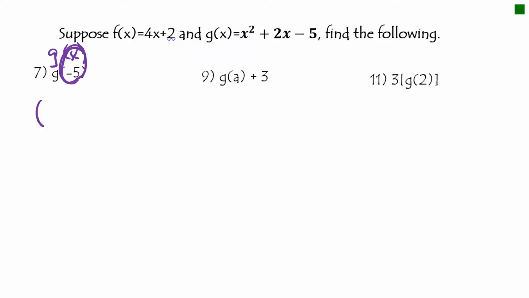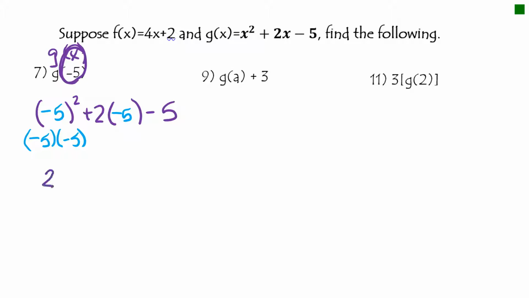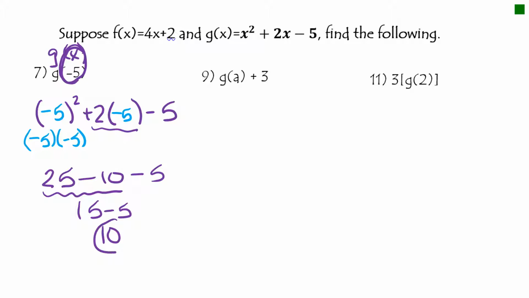What that means is you're going to write the G function. You're going to leave the x out and put parentheses in there. What are we putting in place of x? -5. Now, -5 squared means -5 times -5. So that is positive 25. 2 times -5 is -10, and then there's a -5 there. 25 minus 10 is 15. 15 minus 5 is 10. So that's your final value.